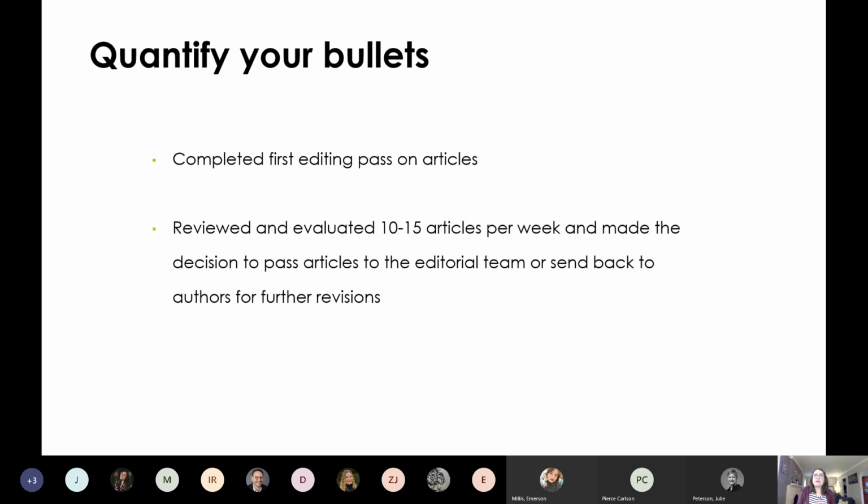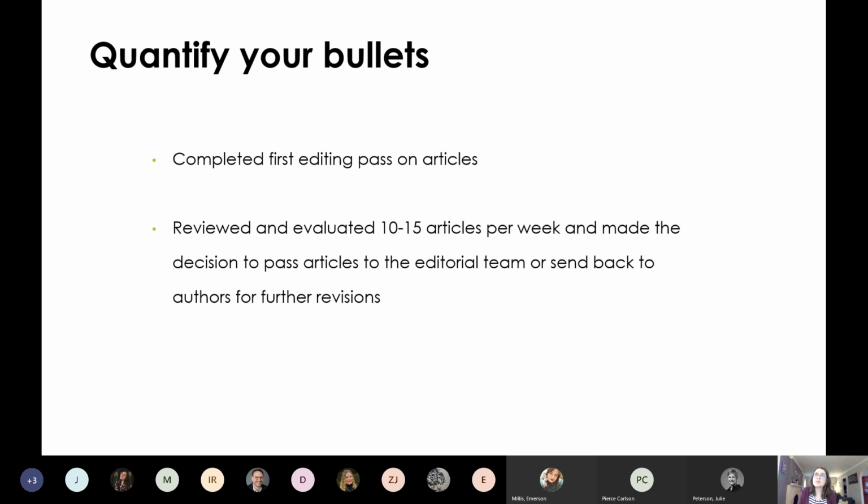Another example of that, so "completed first editing pass on articles." Again, I don't really know what goes into editing, maybe. I'm not hiring an editor, so this probably doesn't help you a ton. But if you can tell me what you actually did and think about the big things too and explain those, give me those numbers, you're telling a better story.